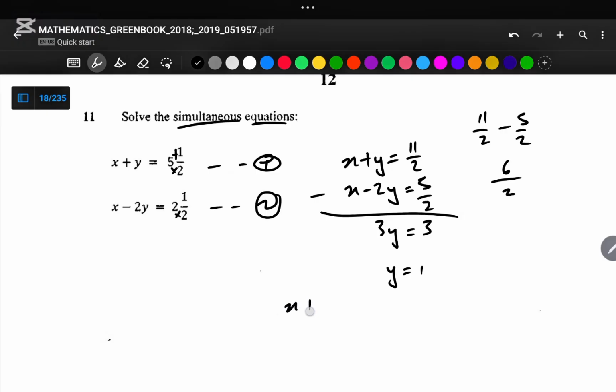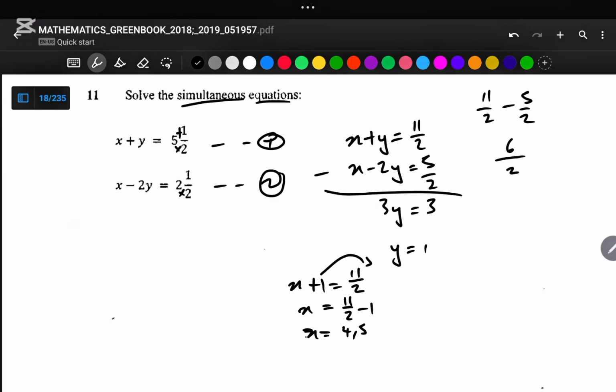Therefore it is now x plus 1 being equal to 11 over 2. What happens if we shift this 1 to the other side of the equation? It becomes negative. Therefore x is equal to 11 over 2 minus 1. So x will be equal to 4.5, because 11 over 2 is equal to 5.5. If we subtract 1, our x will be equal to 4.5. So that is our elimination method.